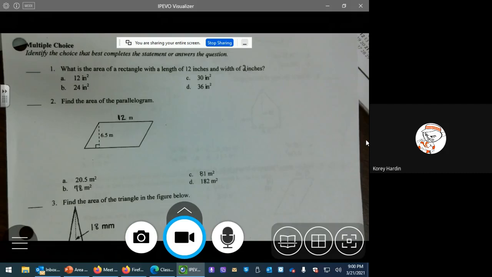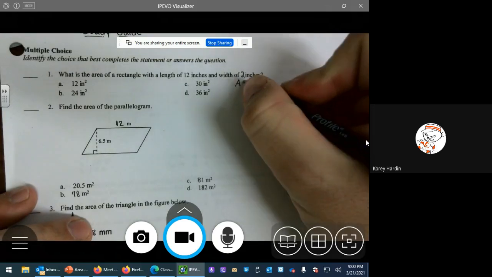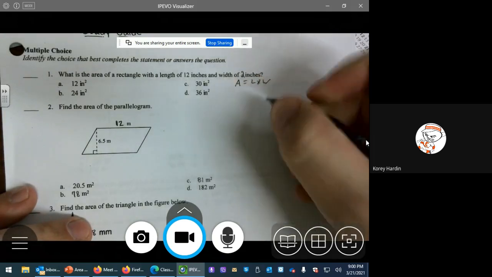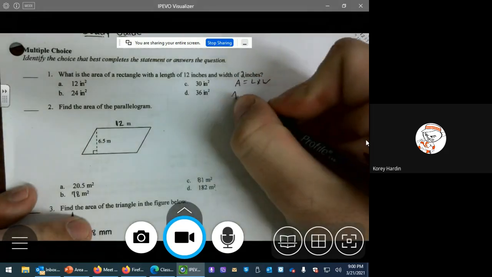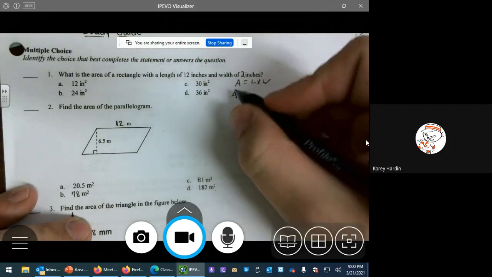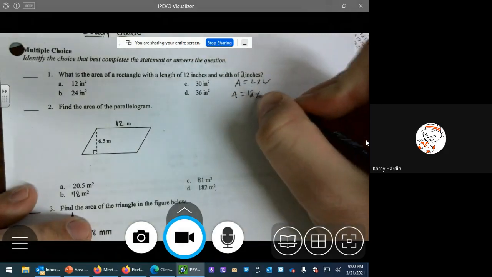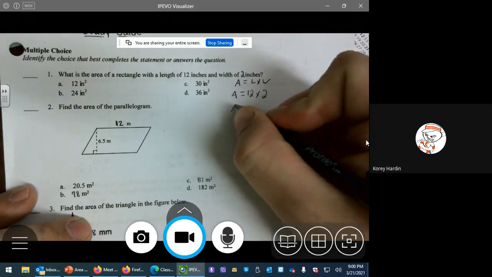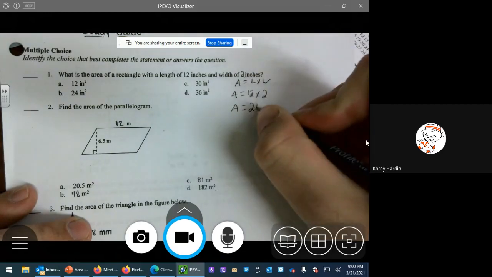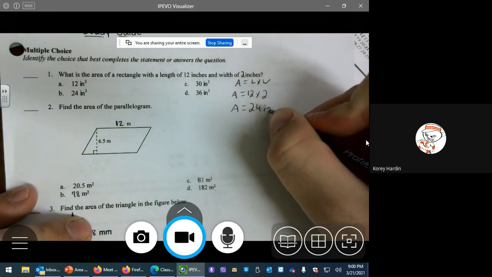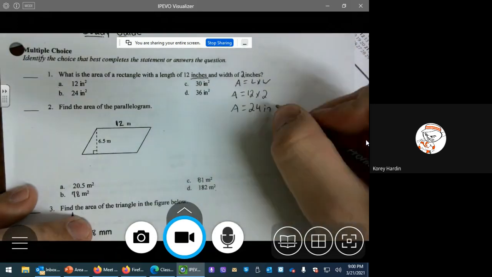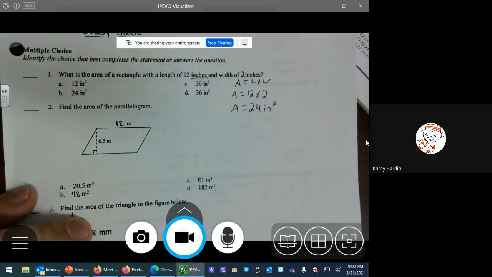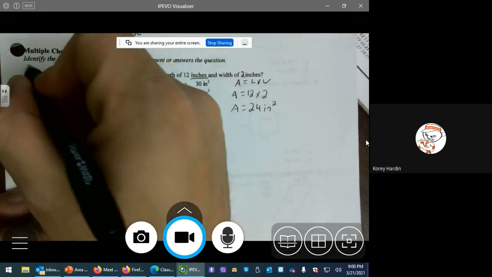Okay? So number one, what is the area of a rectangle with a length of 12 inches and a width of 2 inches? So remember, for area of a rectangle, we have length times width. So what we're going to do is plug in our numbers. The length is going to be 12. The width is going to be 2. And then 12 times 2 is going to be 24. And then we're going to go back and look at our units, which is inches, and it's going to be squared. Okay? So our answer right there should be B.